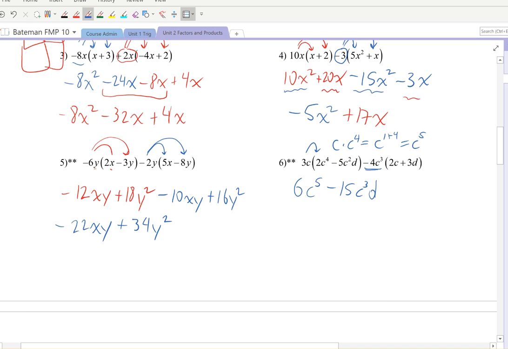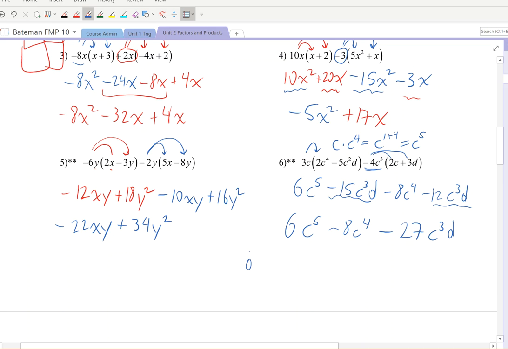Then you multiply this entire one in to get negative 8C4, multiply in negative 12C cubed D. So do you have any like terms? Well, the only terms that you can collect are these guys. So we will go 6c5 minus 8c4 minus 27c cubed d. Okay, and you can switch those around in any order.